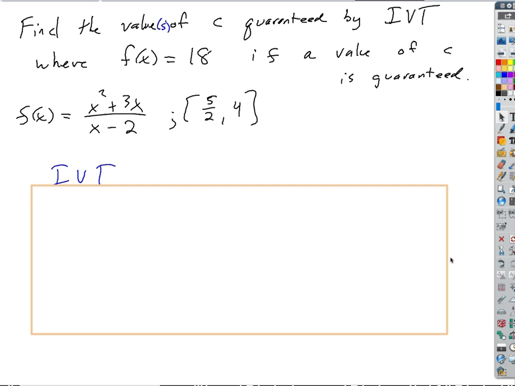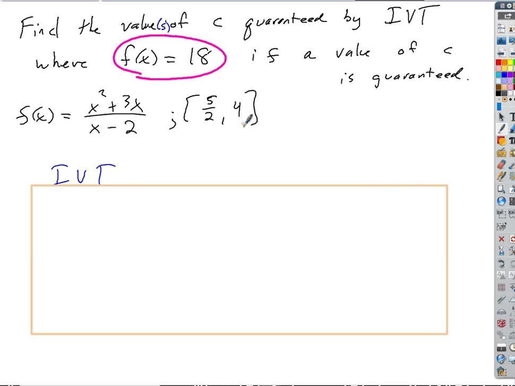That's the first criterion. The second one is what? What does it have to do with this 18? Yeah, it goes through that point. Okay, so 18 is a value that's between the value of the function at a and the value of the function at b, right? So those are the things we'd have to check.